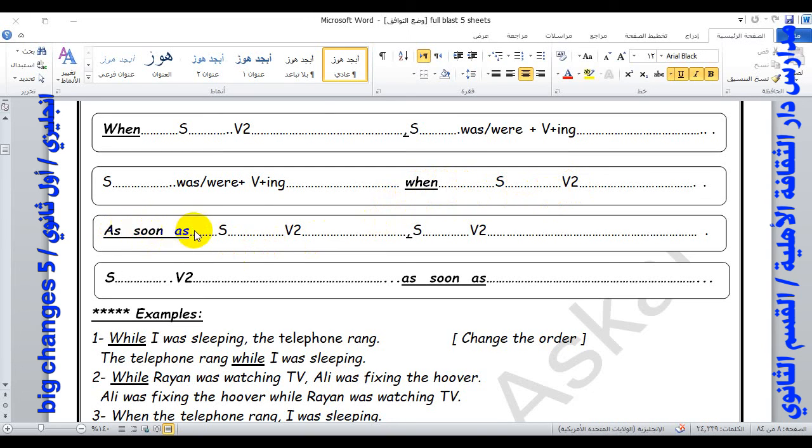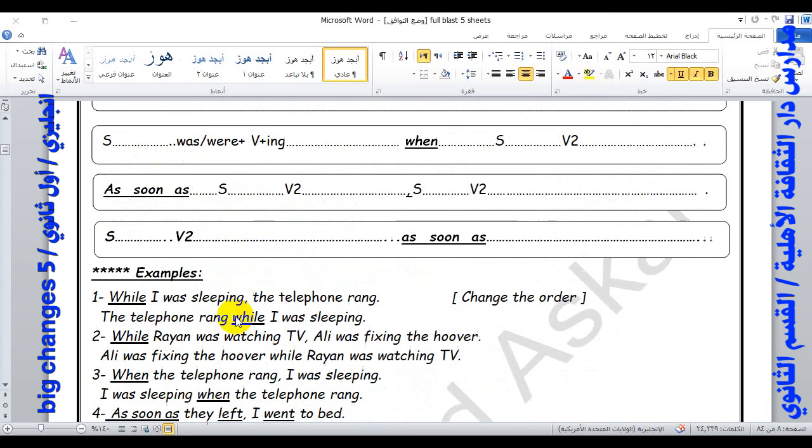Look at as soon as بمعنى بمجرد أن. It should be followed by the subject followed by a past verb. This is the first sentence. After the comma, we should start the second sentence, beginning with the subject followed by a past verb. When as soon as comes in the middle, it should be preceded and followed by a past verb. يعني هنا المفروض نكتب verb to أيضا.